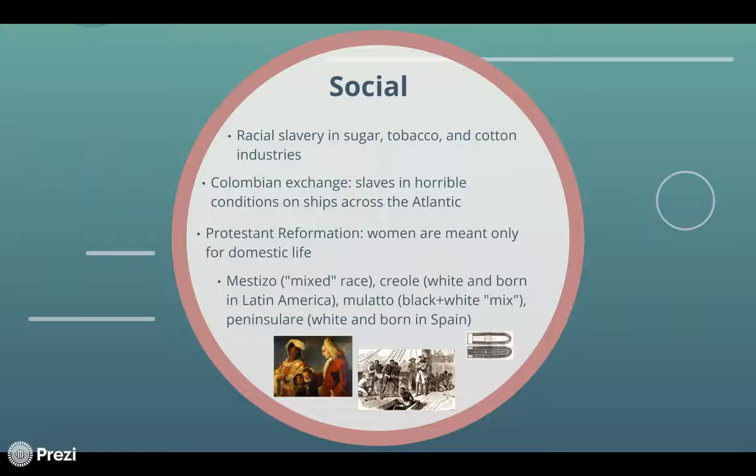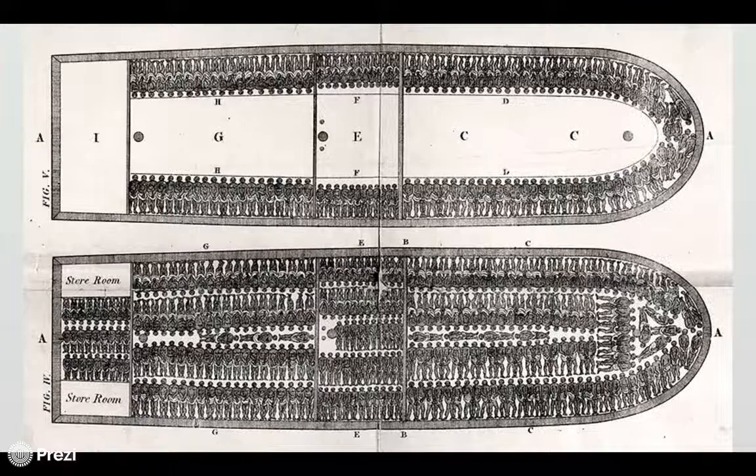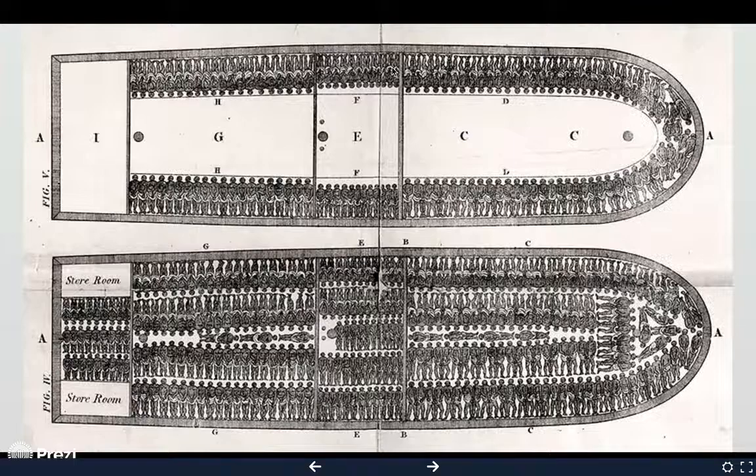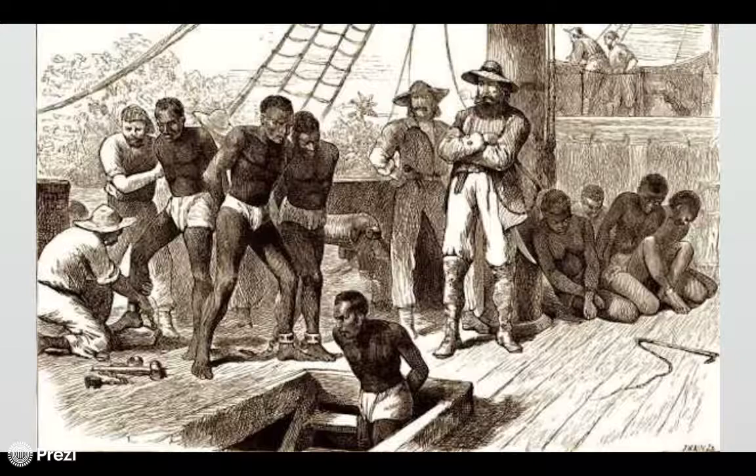The Columbian Exchange occurred, like I was talking about. The slaves were in absolutely terrible conditions on the ships across the Atlantic. There's a picture there. This is how they were stacked into the ships, crossing the Atlantic Ocean in these old boats. It was no bueno.